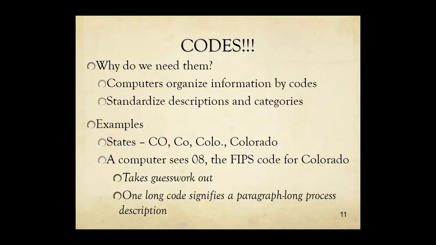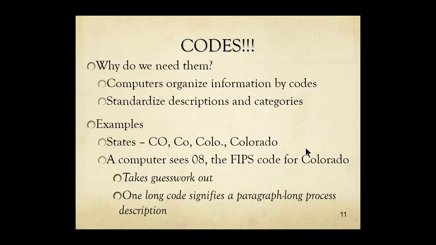Now we're going to talk about codes. So why do we need codes? Well, one reason, computers organize information by codes. Just think about anybody who's reporting data into EPA's AQS database. You've got all those codes for the method, for the unit, and that's because, for one thing, words are a lot more difficult to standardize. So codes standardize the descriptions and categories. This is what this code means exactly.